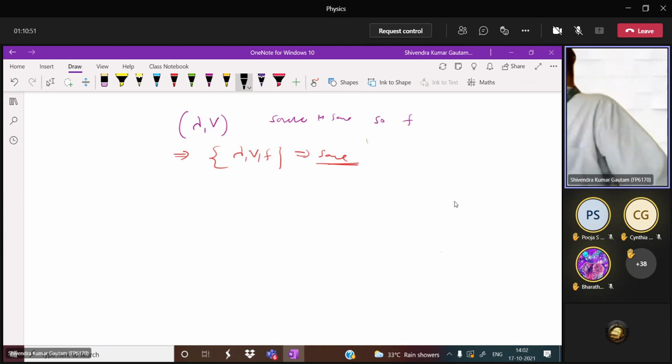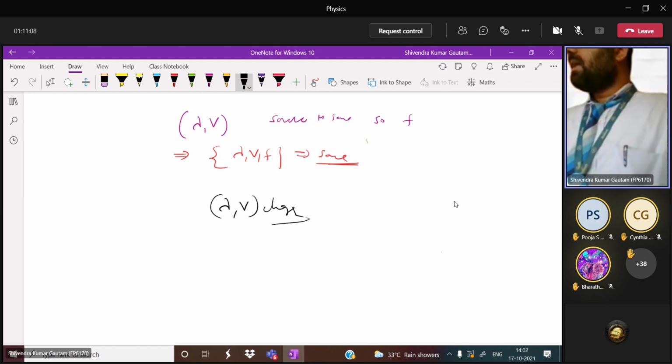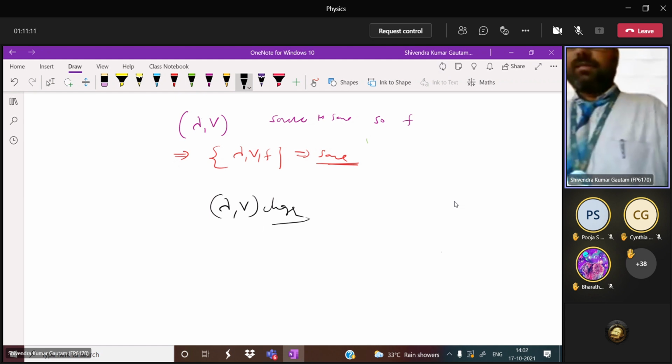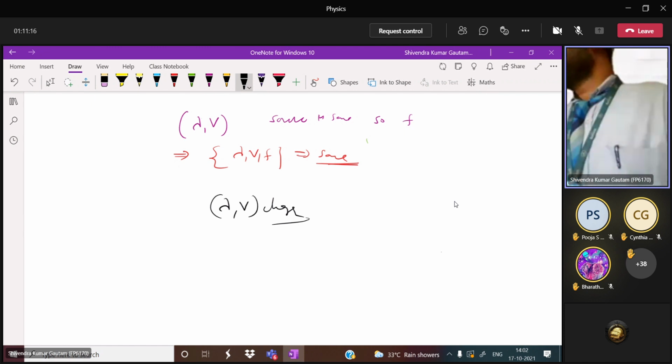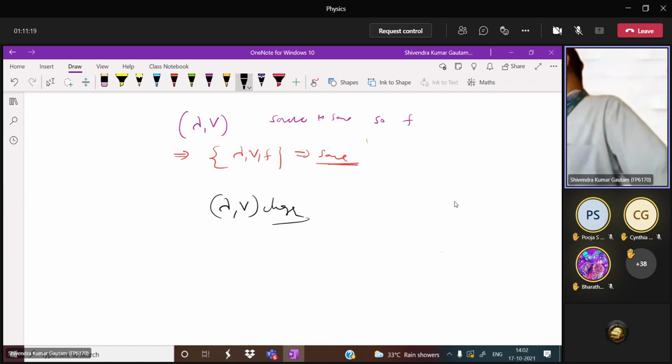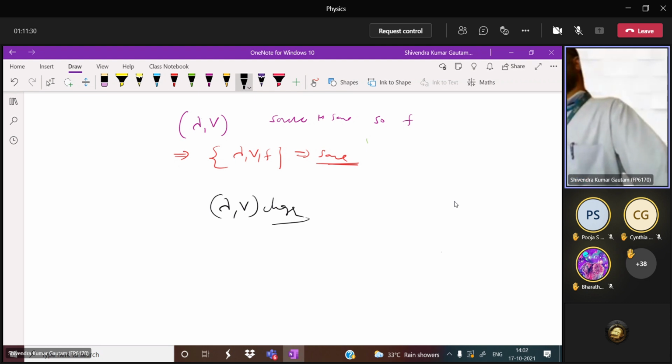Next point, in refraction, the medium changes. So lambda and v change, while frequency remains the same, because the source is the same.